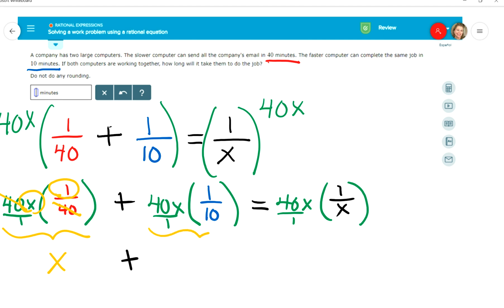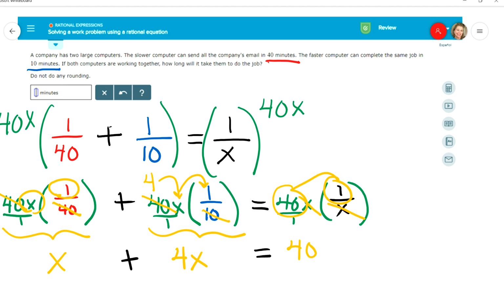On the next one here, this 10 will cancel into this 40 4 times. But I still have 4 times x times 1, so that's a 4x. And then over here, this x is going to cross cancel this x, but I'll still have 40 times 1, which is 40. Technically all my denominators are now ones, so I really don't need them.